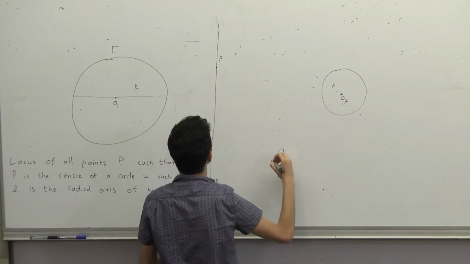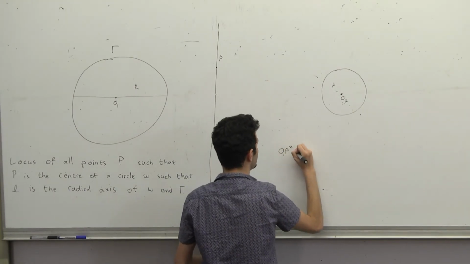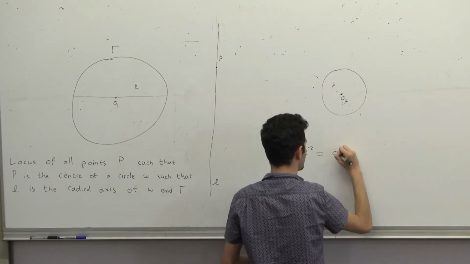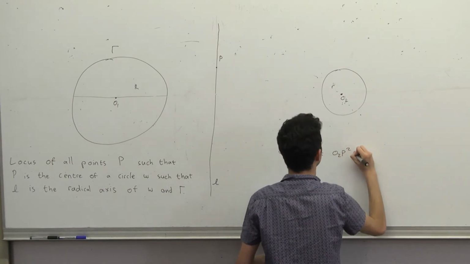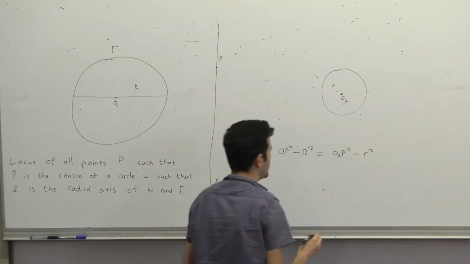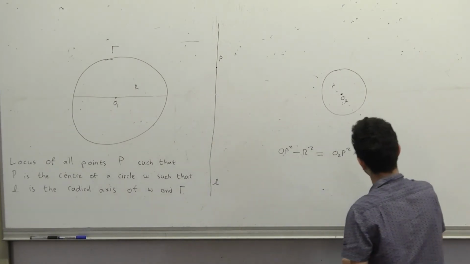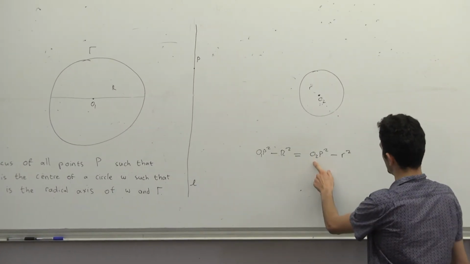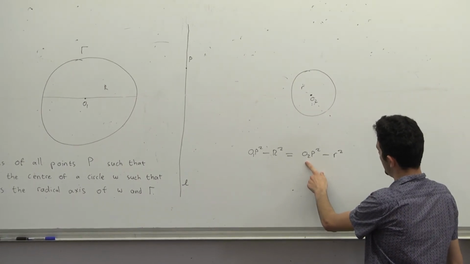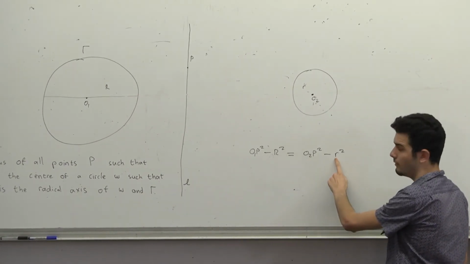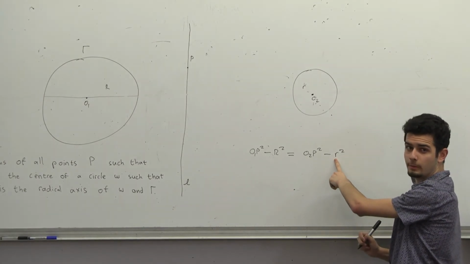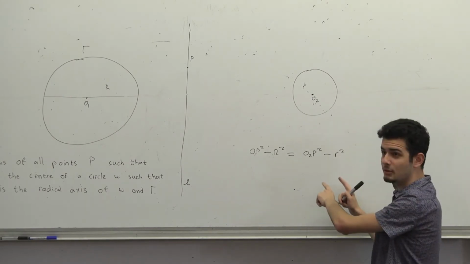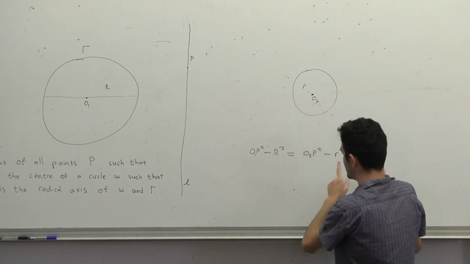Power of P is O1P squared minus R squared. And we know that's going to be equal to O2P squared minus r squared. Now, we need to find the locus of O2. So we want conditions on O2. But we also know that r is slightly variable. However, we have a bound on r. Like, what's the trivial bound on r? Bigger than 0. Correct. Yeah. So that's the most important one.